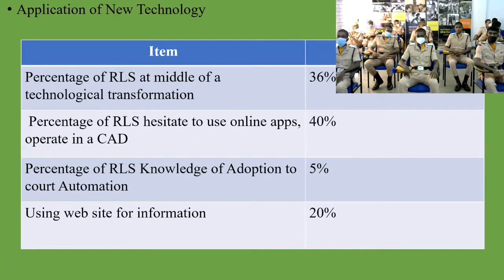Regarding the applicability of new technology, 36% of registered license surveyors are in the middle of technological transformation at various stages. 40% of registered license surveyors hesitate to use online apps and CAD operations. Only 5% know about the ongoing court automation program, and only 20% use the website for information.